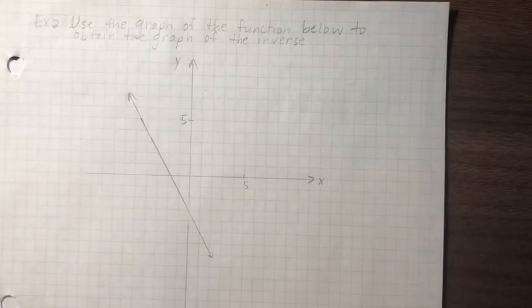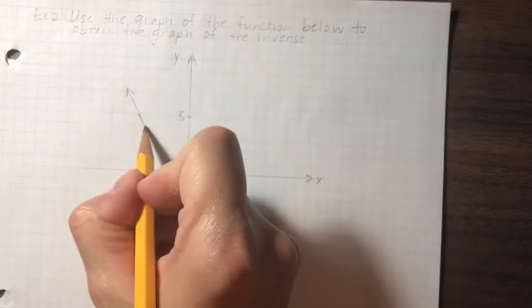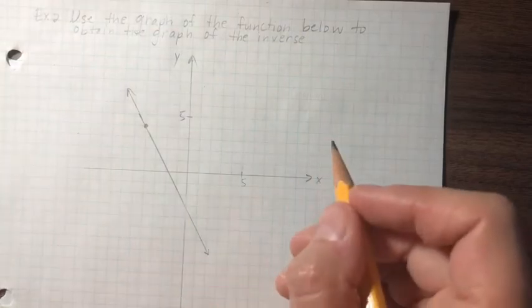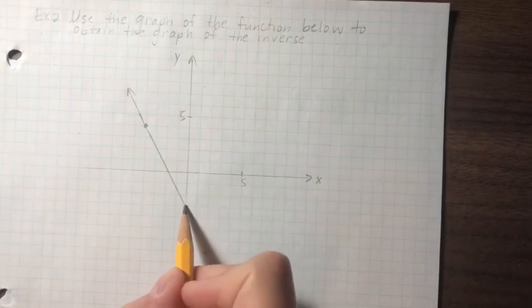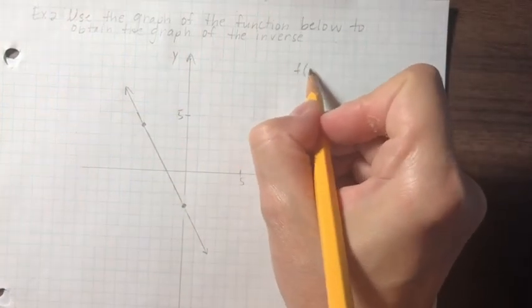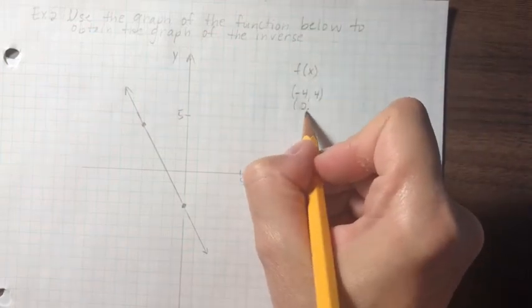Example 2, use the graph of the function below to obtain the graph of the inverse. The graph of the inverse will also be a line, so I just need to choose 2 points from the original line and then interchange the x and y coordinates. Make sure you're choosing points that are easy to read off the graph and are accurate. I'm going to choose this point here where the grid lines intersect at (-4, 4), and this point here where the grid lines intersect at (0, -3). So these are my 2 points in the original function, (-4, 4) and (0, -3).